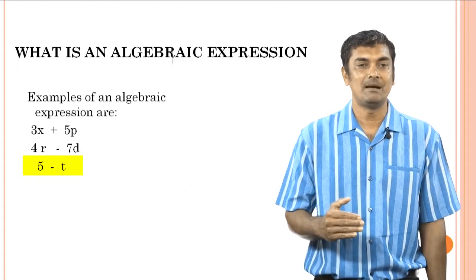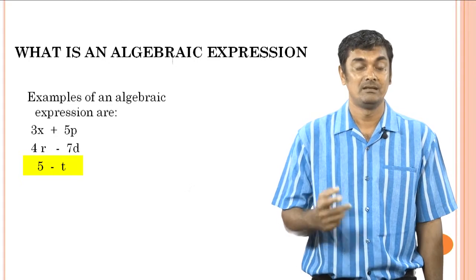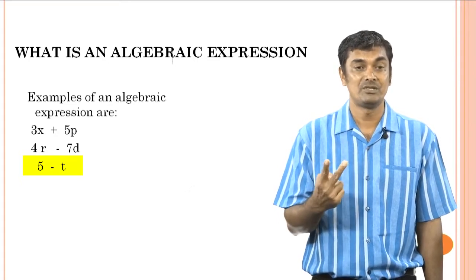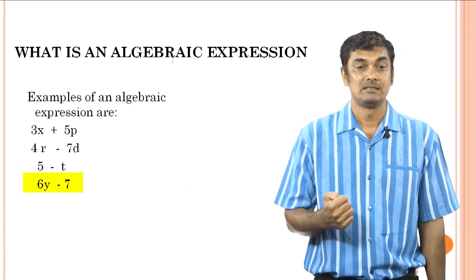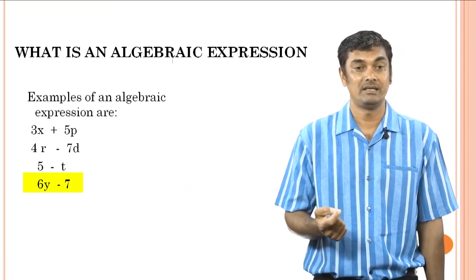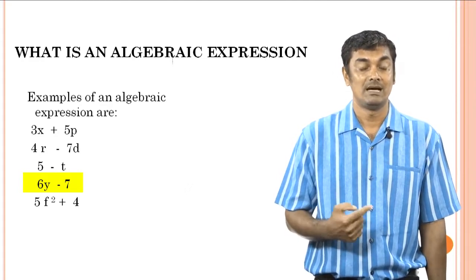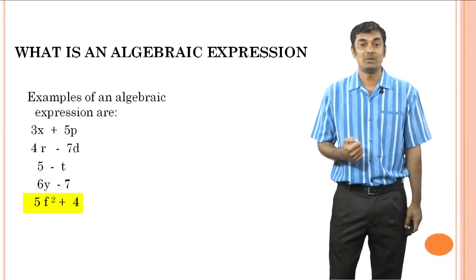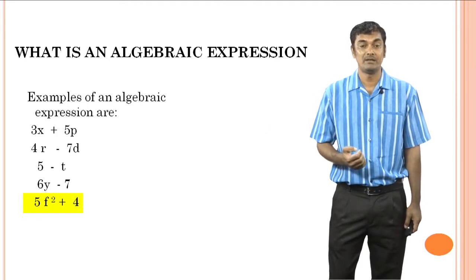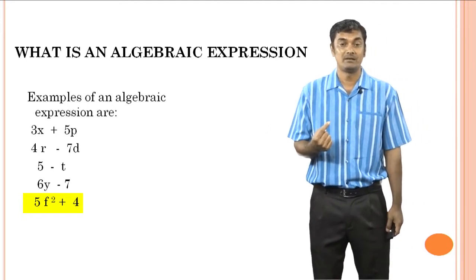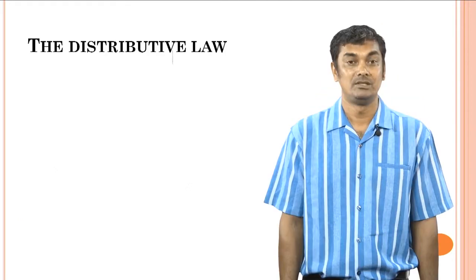Now each of these examples have all the components we mentioned early on, namely the variable, the coefficient, the constant. Our fourth example, 6y minus 7. There again, variable, coefficient, constant. Another example, 5f squared plus 4. Quite different from the others where we have a square term, but that square term is represented on the algebraic term of f.